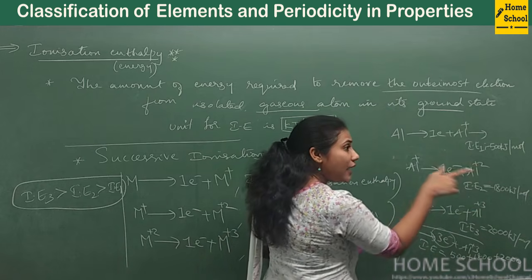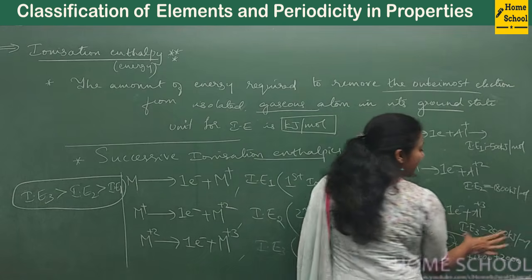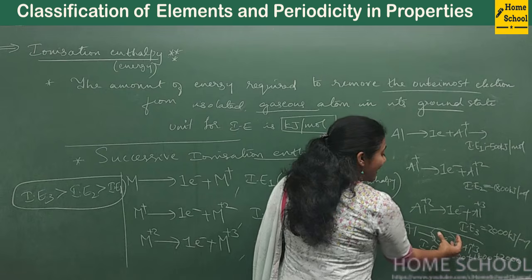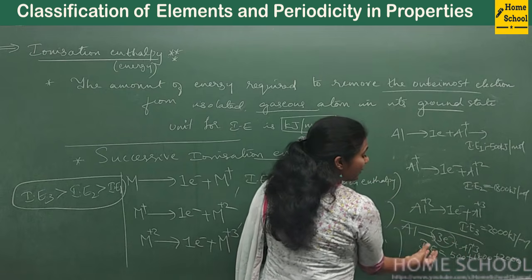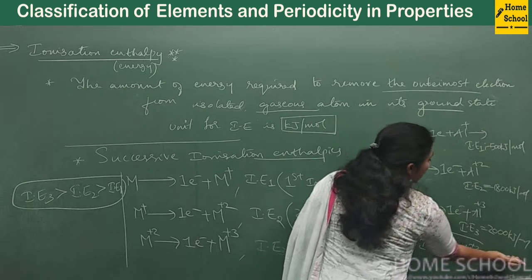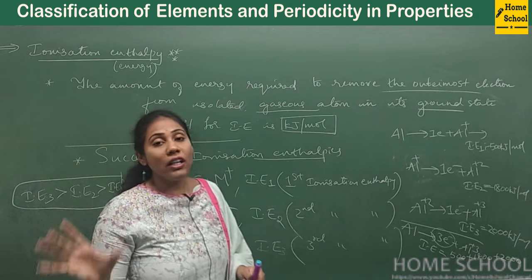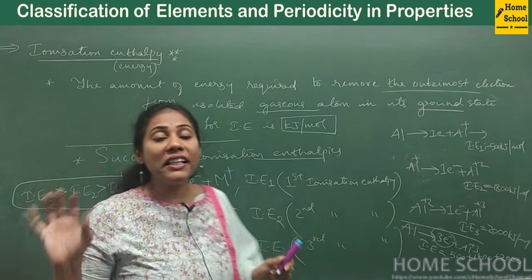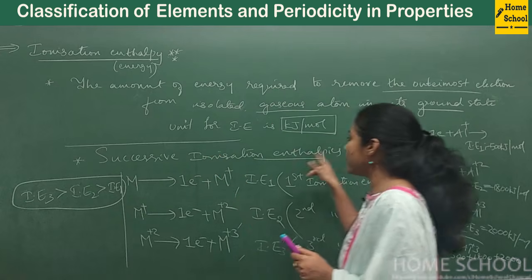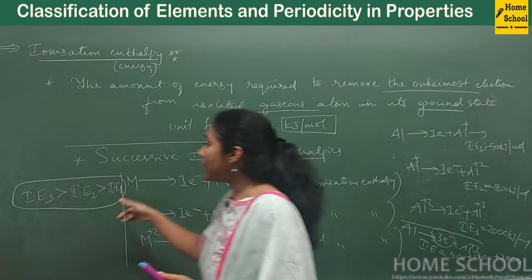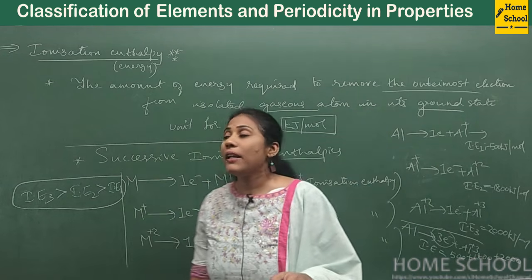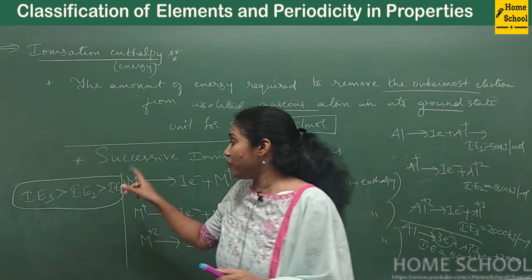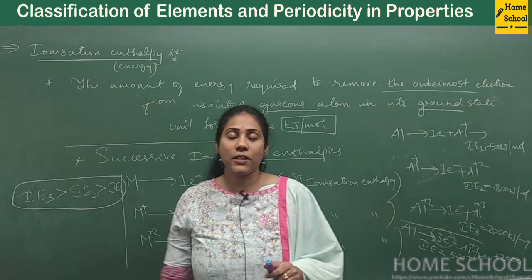And to remove the third outermost electron, you require this much energy, right? So altogether, to remove three electrons, the energy required is this plus this plus this. So it is always removed stepwise. Right? So hope you are clear with successive ionization enthalpies. Always remember guys, third ionization enthalpy is greater than second, second is greater than first. This is a very, very important relation.